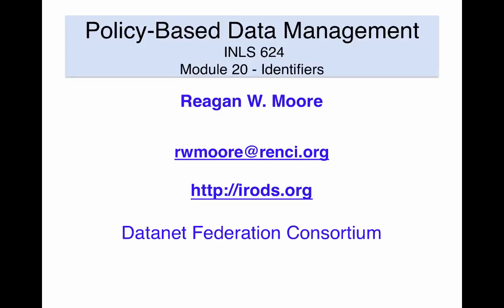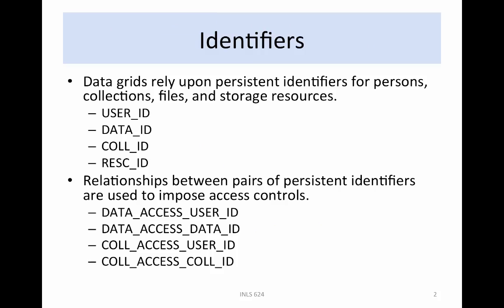Multiple naming conventions are used by a data grid. To maintain internal consistency, a data grid must assign unique identifiers to all entities that are being managed, including users, data files, collections, and resources. For each type of entity, a unique identifier is created that can then be used to define relationships for access controls, membership in a collection, linking of metadata to files and collections, and storage of files on storage resources.